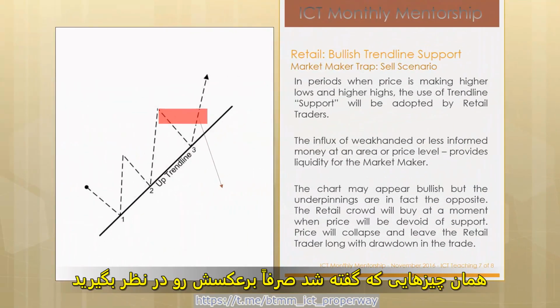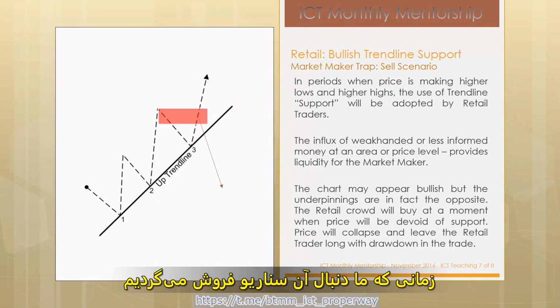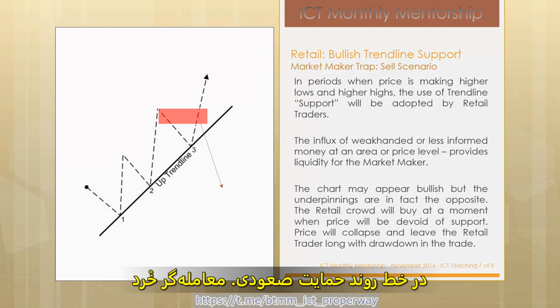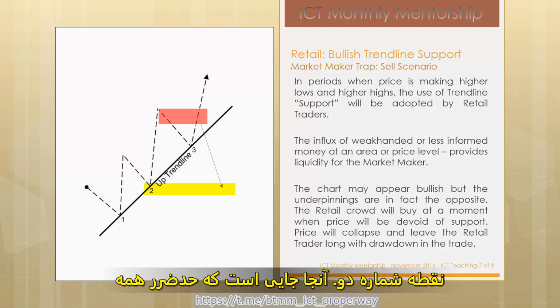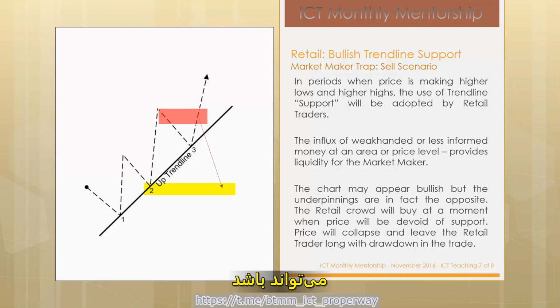The same thing said just in opposite when we're looking for that sell scenario in bullish trendline support. Retail is going to be looking for it to go higher. I'm looking for it to go down below point number 2. That's where everyone's stop loss is going to be.